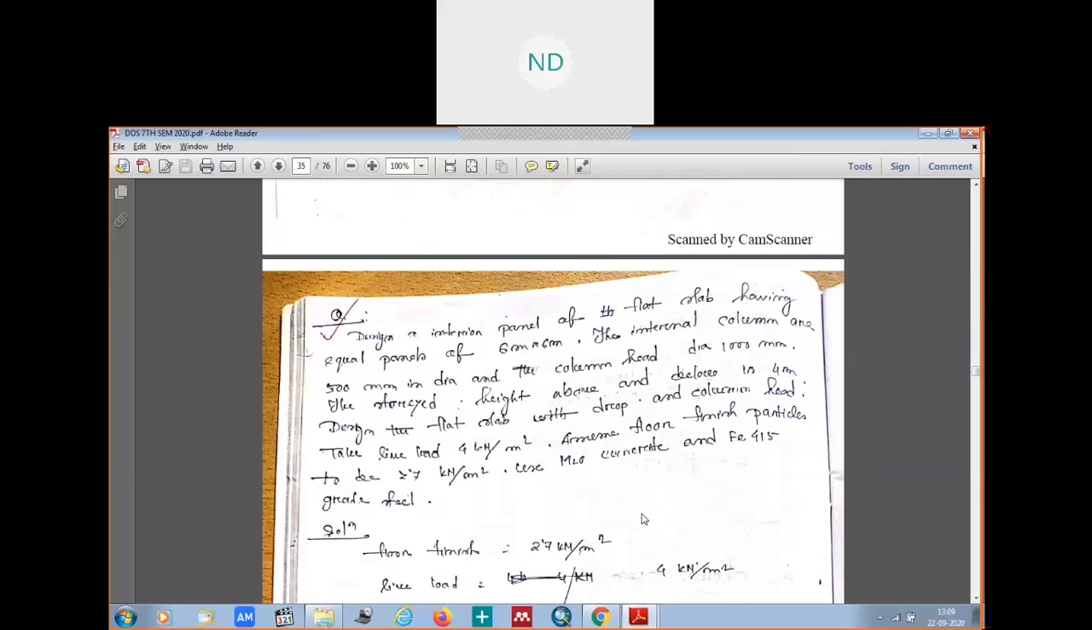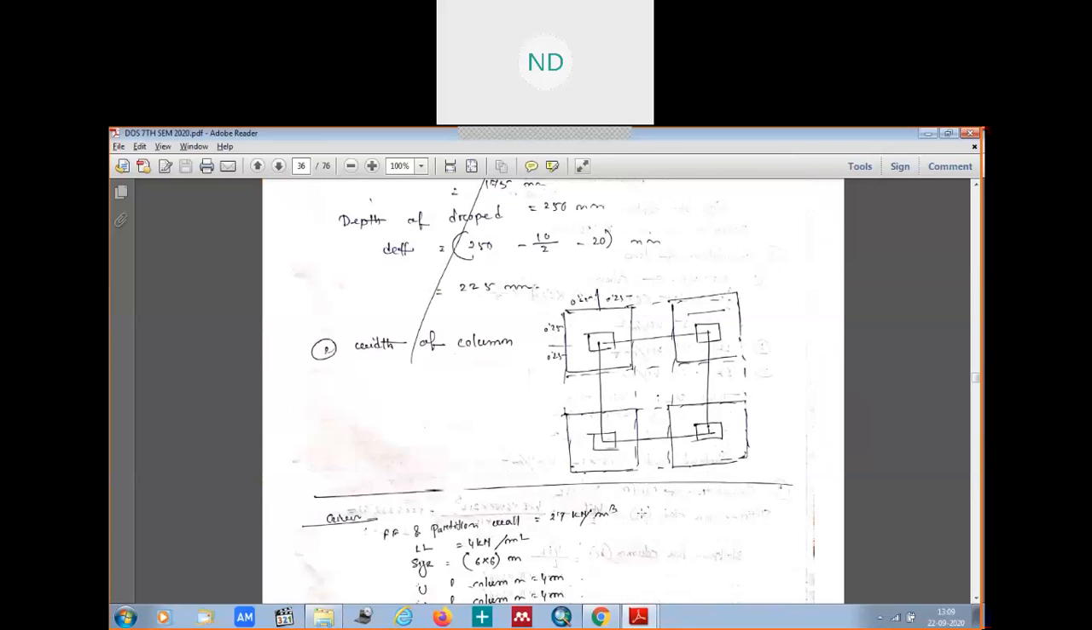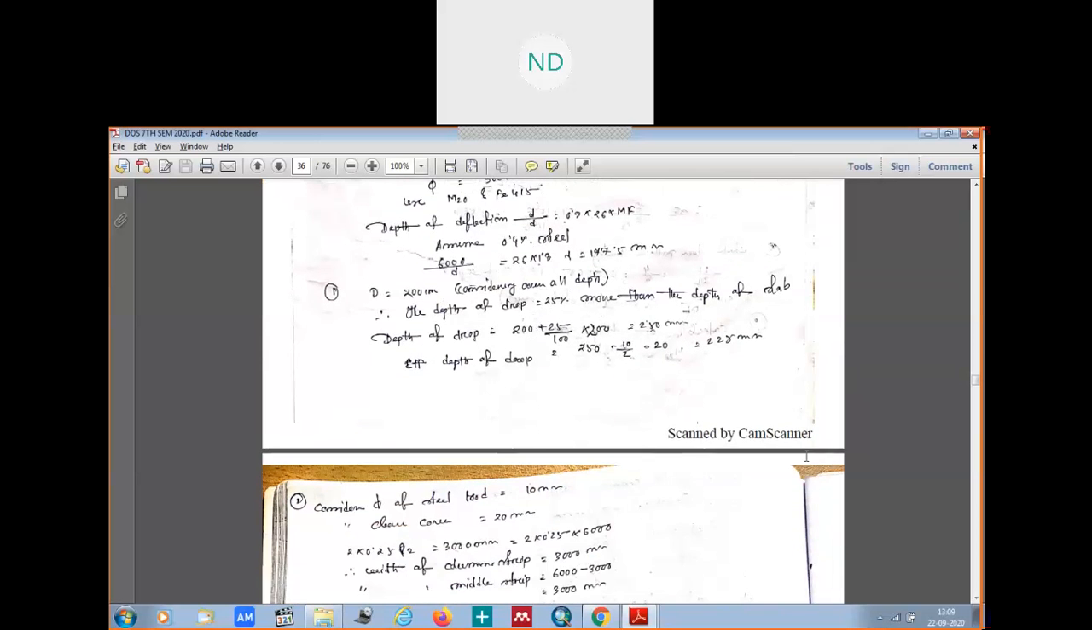So what we had done at the very beginning, we had to calculate the depth of the slab. For that, these are the things which were given in the question. We know how to calculate the depth. We have L by D ratio for continuous is 26. L by D is 26 into modification factor. We know what the modification factor is from the IS code. Then we have the overall depth. We had assumed it to be 200 mm for the overall depth of the slab.